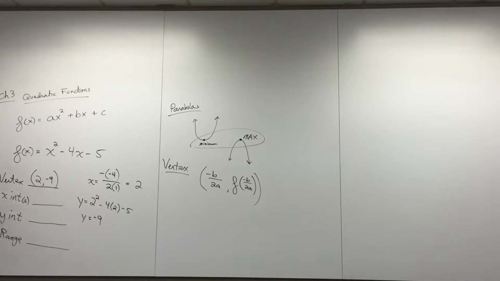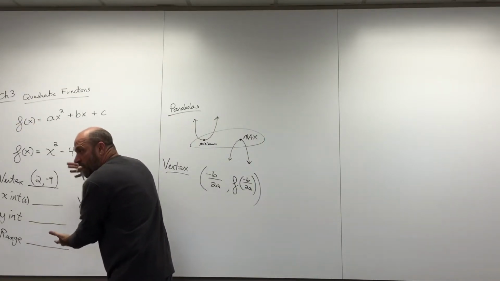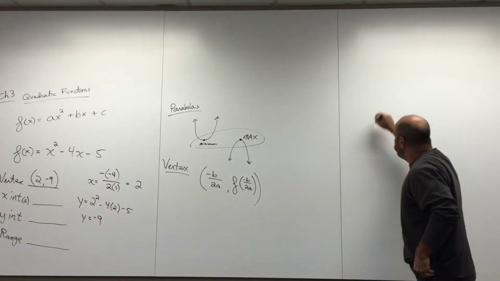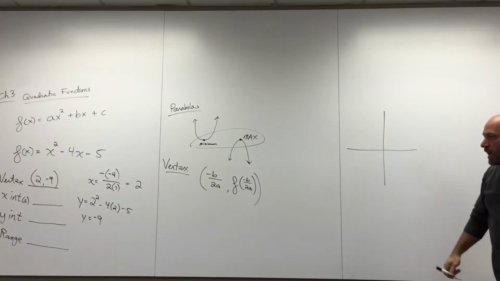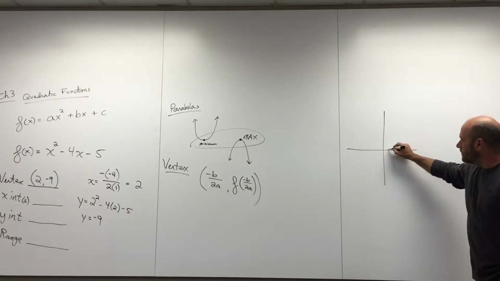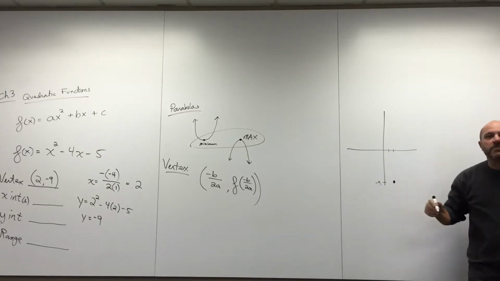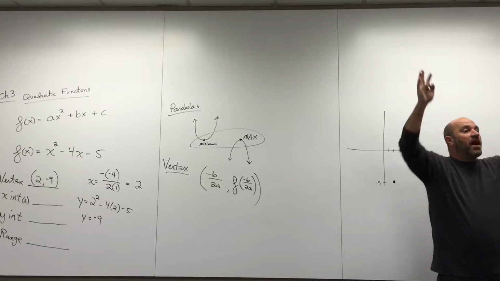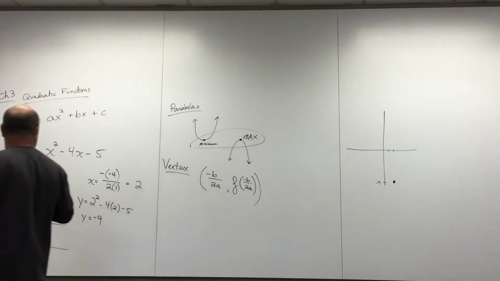Hey, I want to show you how much you just learned here. I want to sketch a graph of this, by the way. Besides all this great information, I also want to sketch a graph. So I'm going to come over here. We just found the vertex. I think I can put it on the graph. 2, negative 9. Yeah. So there's the vertex. Now it's a parabola. Does it open up or open down? Which kind is this one? It opens up.